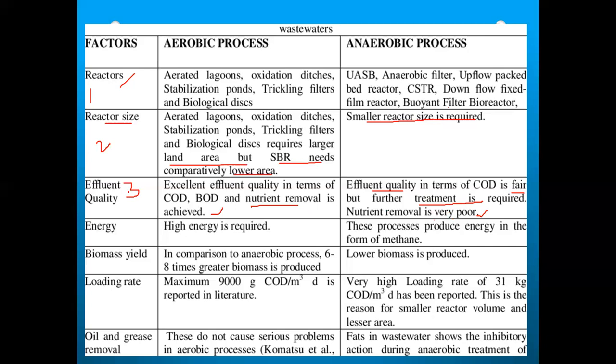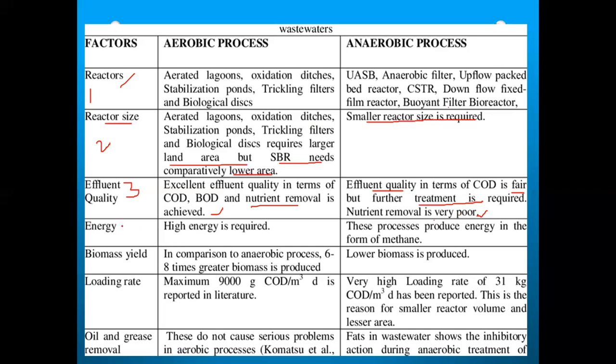So this is the third factor. First factor is the reactors. What are the various types of reactors used for aerobic and anaerobic? Second one, the reactor size. So what is the size of the reactors? Here it is large, here it is small. Next, effluent quality. Here we have good effluent quality, whereas here normal effluent quality, and the nutrient removal is achieved, but here it is very poor.